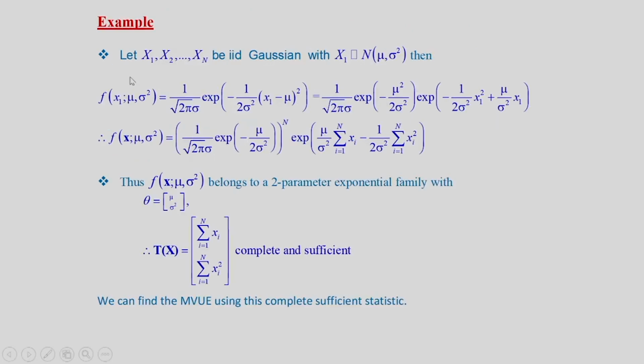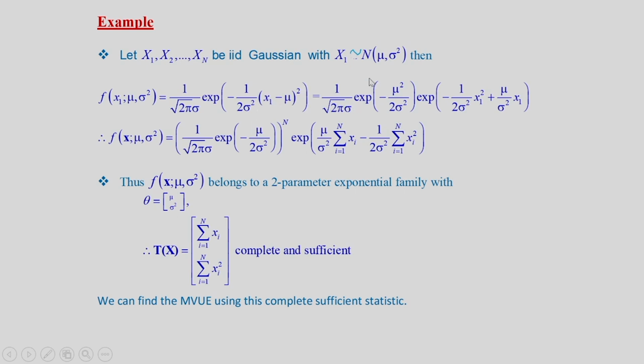So, we will go back to the example again. Let x1, x2 up to xn be IID with all xi's distributed as a normal distribution with mean mu and variance sigma square. Therefore, if I consider only one element, that is x1 only, then its PDF is given by 1 by root over 2 pi sigma into exponential of minus 1 by 2 sigma square into (x1 minus mu) whole square.